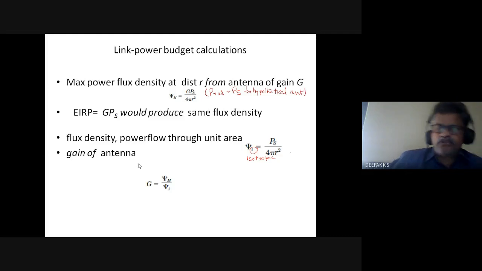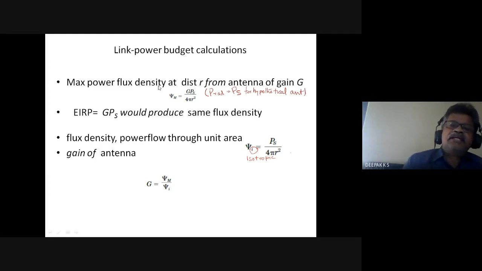And we also saw that a diplexer is a device which will permit an antenna to be used simultaneously for transmission as well as reception. Now we need to look at the link power budget calculation. Basically, the power received at the receiver we need to calculate.